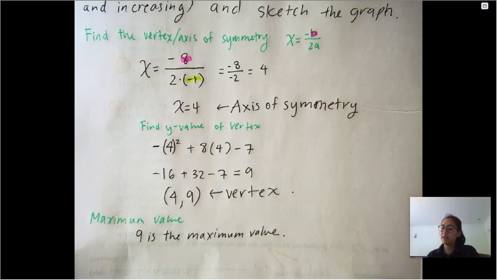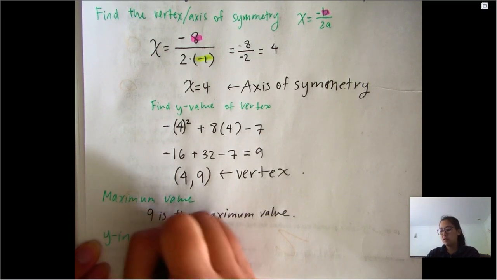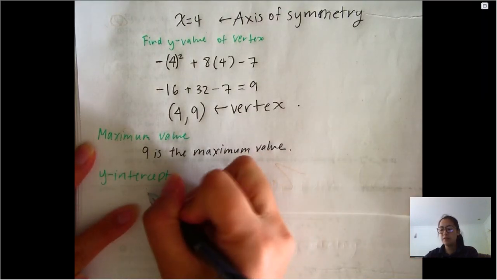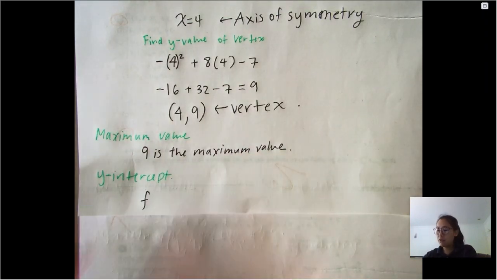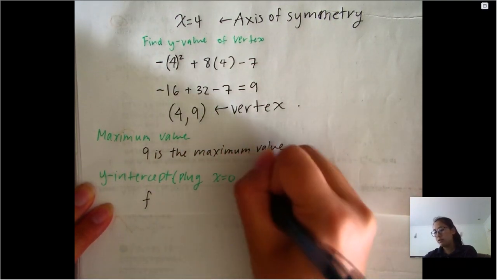Okay, and the next thing it says to find is the y-intercept. When we're in standard form, this is extremely easy, because you're just finding f of 0, because for the y-intercept, all you have to do is plug x equals 0 into your function.